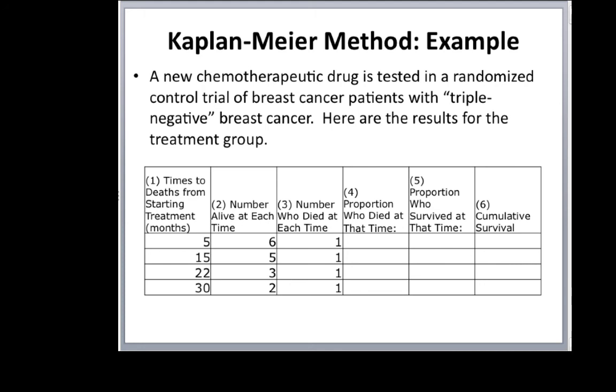And look, these times are different, right? We have someone who didn't die until 5 months, first of all, after starting the treatment. And then someone didn't die again until 15 months, 22, and then after 30 months. Right? So new time intervals have to be set for this other group, the treatment group. Okay, so what are the proportion of people who survived?